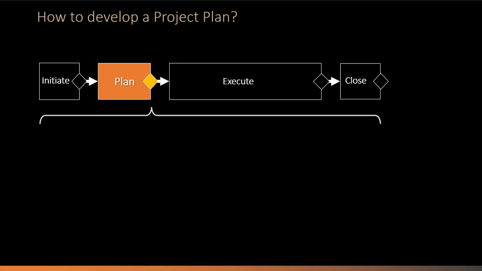How to develop a project plan. Project planning should conclude with the project plan being approved by the project owner and the project manager being authorized to secure the resources planned for the project execution.